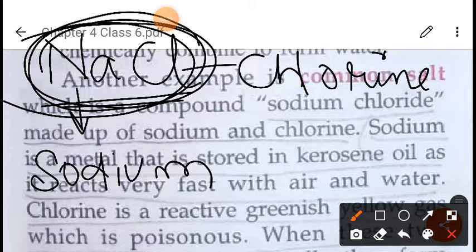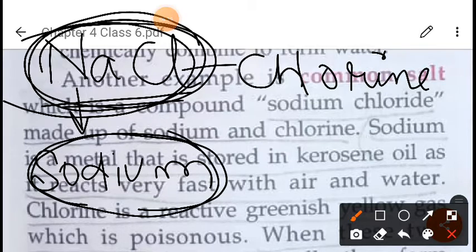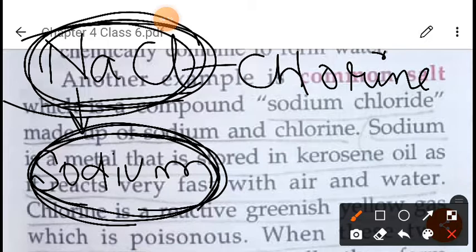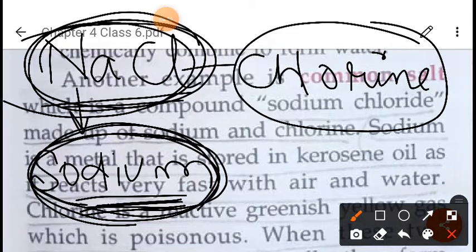sodium chloride, right? Now again, this sodium chloride is a compound. When you see the properties, sodium is a highly reactive metal. If you leave sodium in a room, it will burn by taking oxygen from the air, which is why sodium is stored in kerosene. Next is chlorine, which is a very poisonous gas.